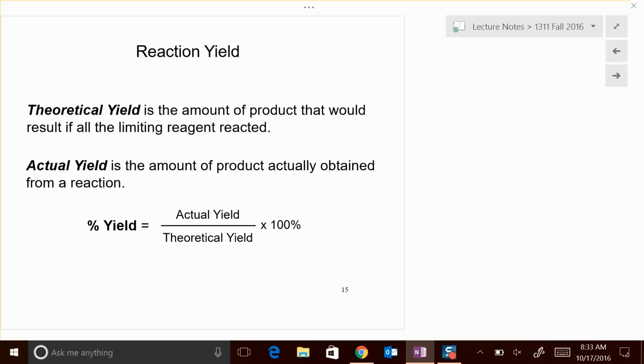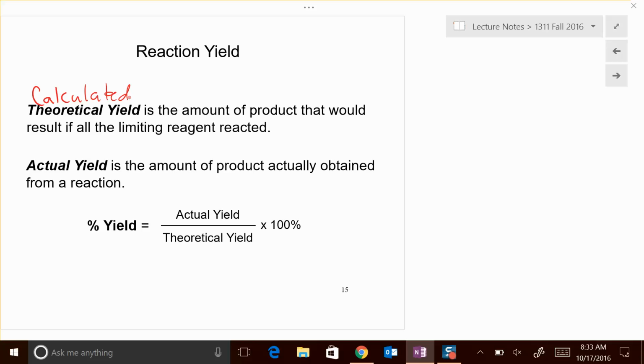Theoretical yield. Theoretical yield is the amount of product that would result if all the limiting reagent reacted. Okay? The actual yield is the amount of product actually obtained from a reaction. Also, theoretical yield is the calculated amount. It's the one that you find from the calculation. The actual yield is what you'd find in the laboratory.